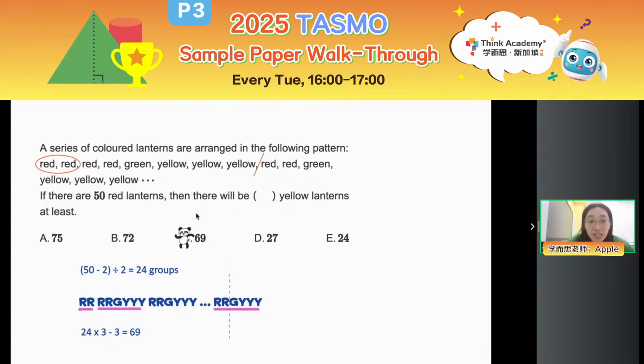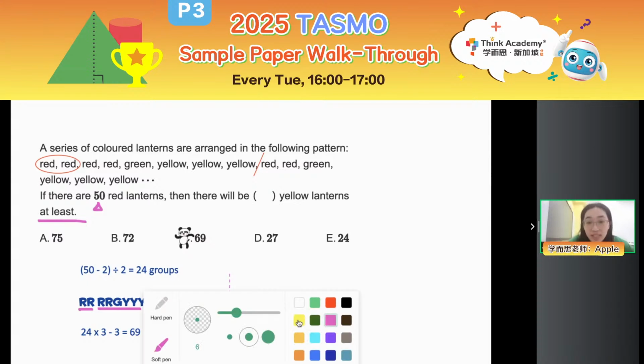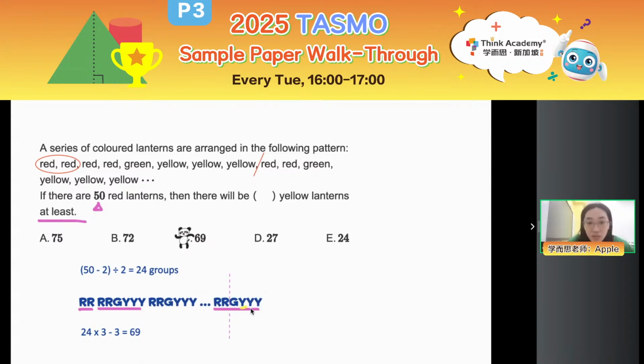But actually, the question is asking for at least, that is, as long as you can find the 50th red lantern, you just stop. That is why I draw a dotted line here. You stop here, which means for the last group, it is not completed. So can we just say 24 times 3, there are 72 yellow lanterns? Cannot. Why? Because you must subtract the last 3, okay? So remember that we also need to minus 3 in the end.